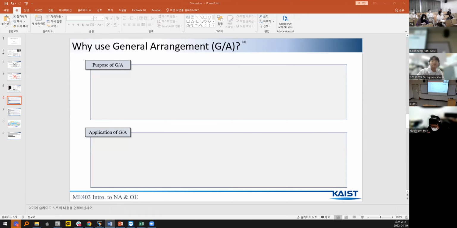In the second discussion, let's discuss the purpose and application of the general arrangement, GA. The two items may overlap a little bit, so feel free to tell me. Among the many drawings, what do you think about the purpose of a GA? In what situations is it likely to be used?